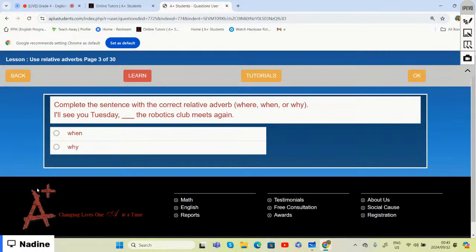It says, I'll see you Tuesday. Do we say when the robotics club meets again? Or do we say why the robotics club meets again? Which one is correct? I'll see you Tuesday when the robotics club meets again, or why they meet again. Which one is correct? When they meet or why they meet?